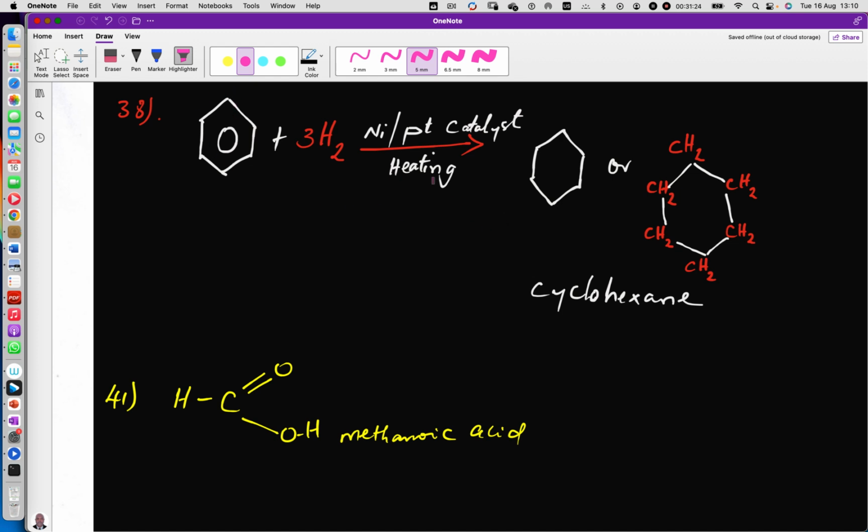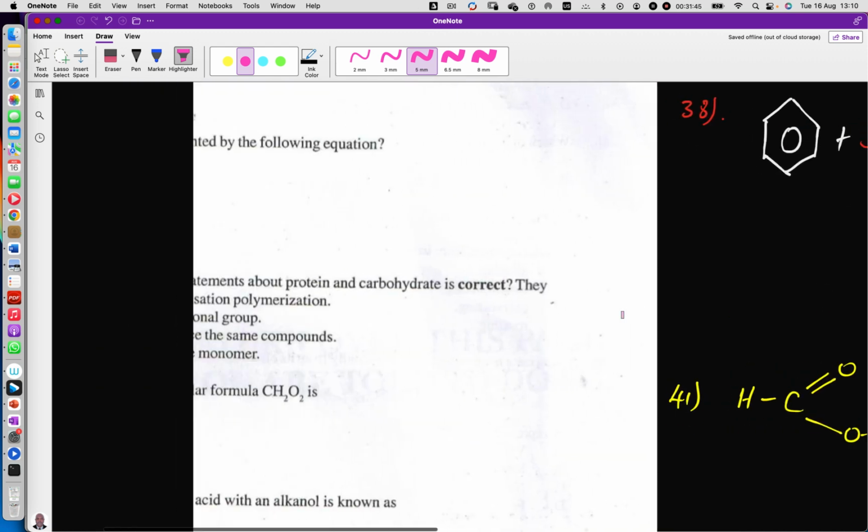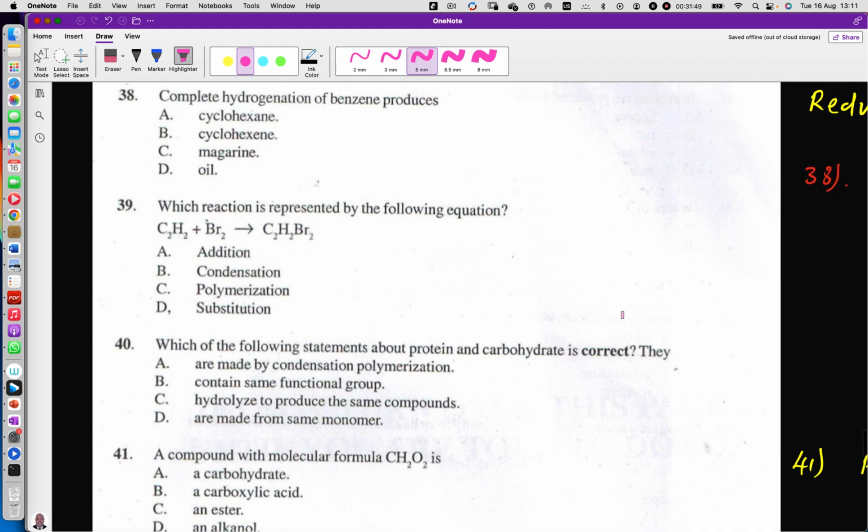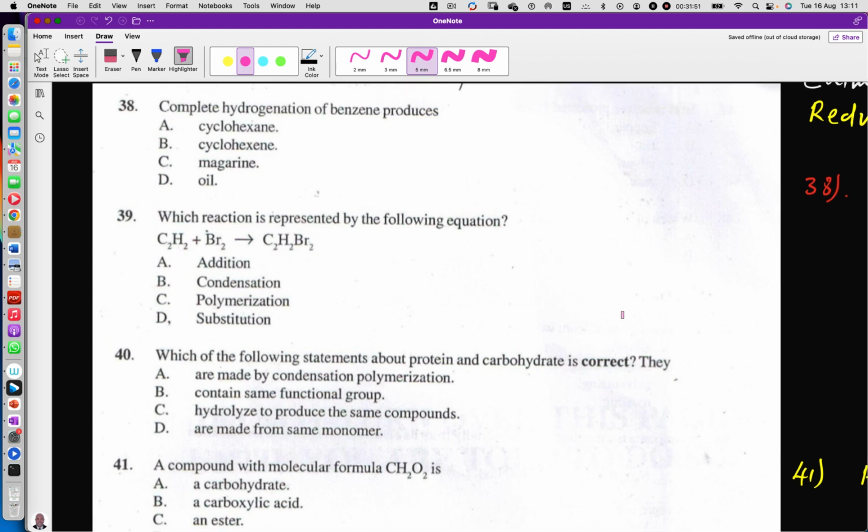So the result will be this one. Either you write the cyclohexane like this, or you show how the atoms are: CH2, CH2, CH2, CH2, CH2, CH2. Our result is a cyclohexane. Question 38 is cyclohexane, and that is A.